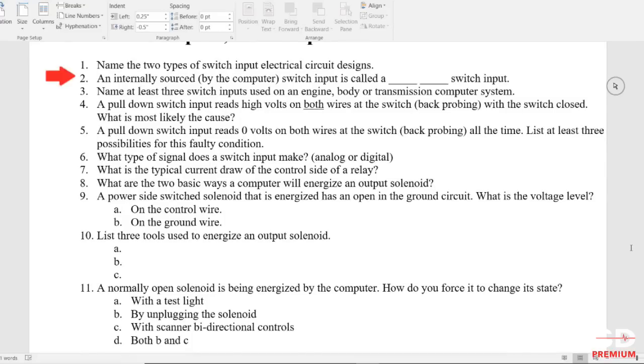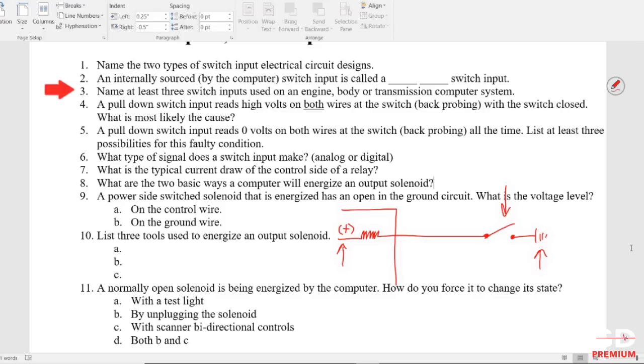And internally sourced. So I have in parentheses by the computer. An internally sourced switch input is called a what? Pull down. Very good. It's internally sourced. And so a review of that would be my computer. This is internal. We have a resistor and a source, and our switch would be external, of course, on either design, but the key being inside of the module is my source, externally grounded. This is a pull down design.